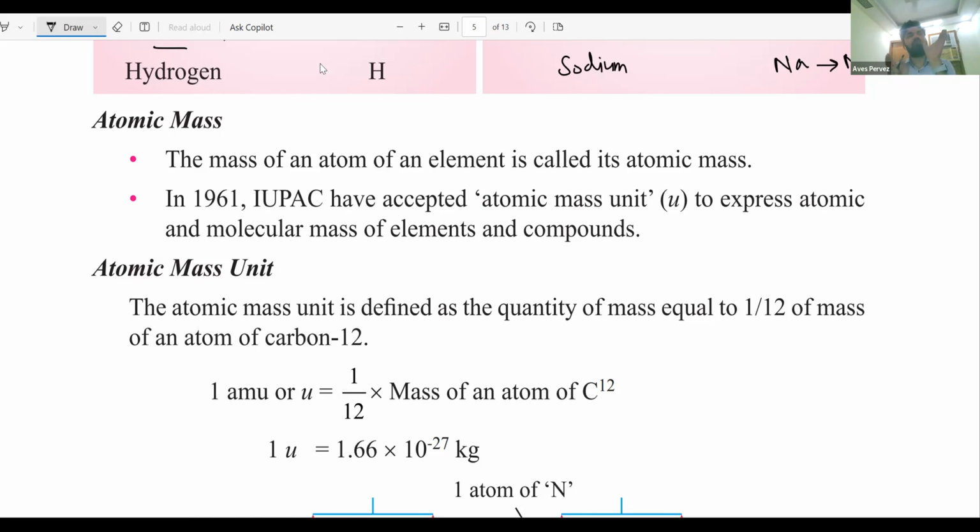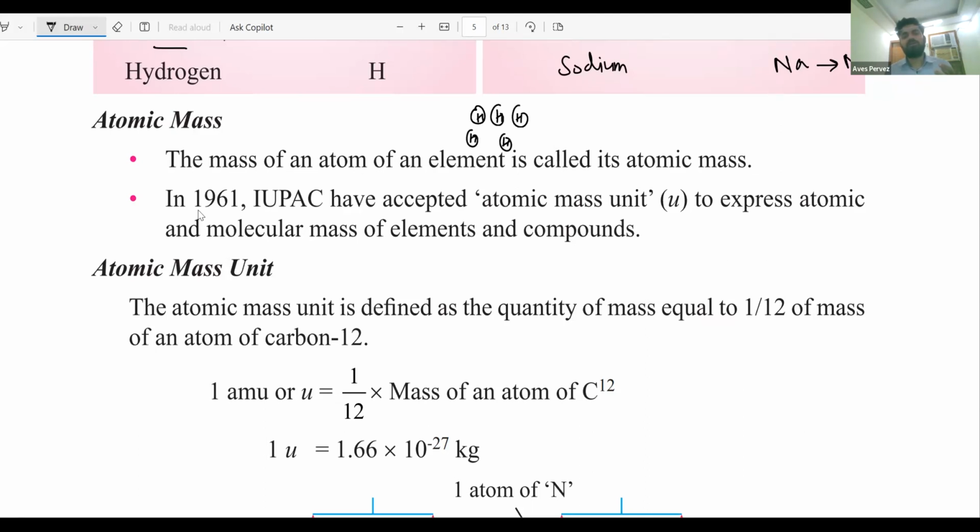For example, if you have 5 hydrogen atoms kept here on one side, and you have another atom, or let's suppose we have 16 hydrogen atoms.